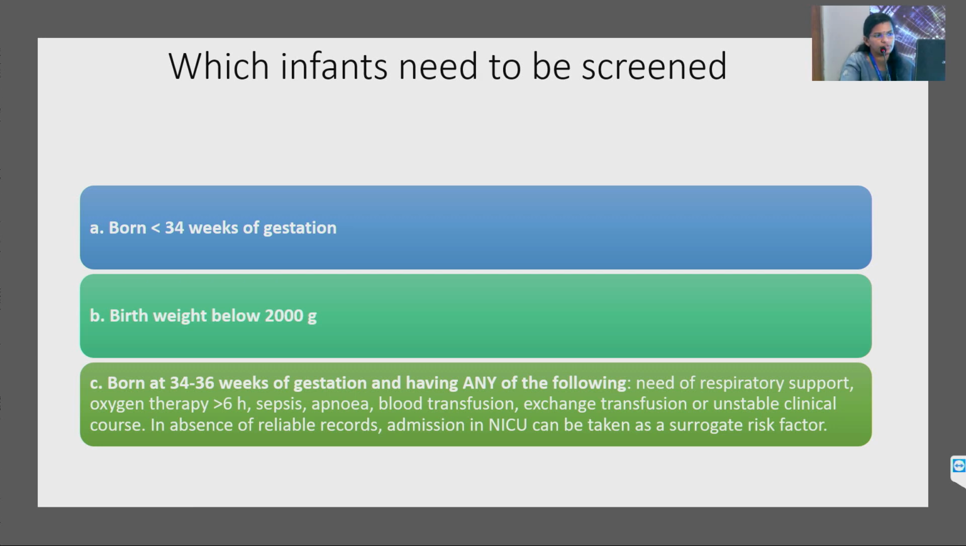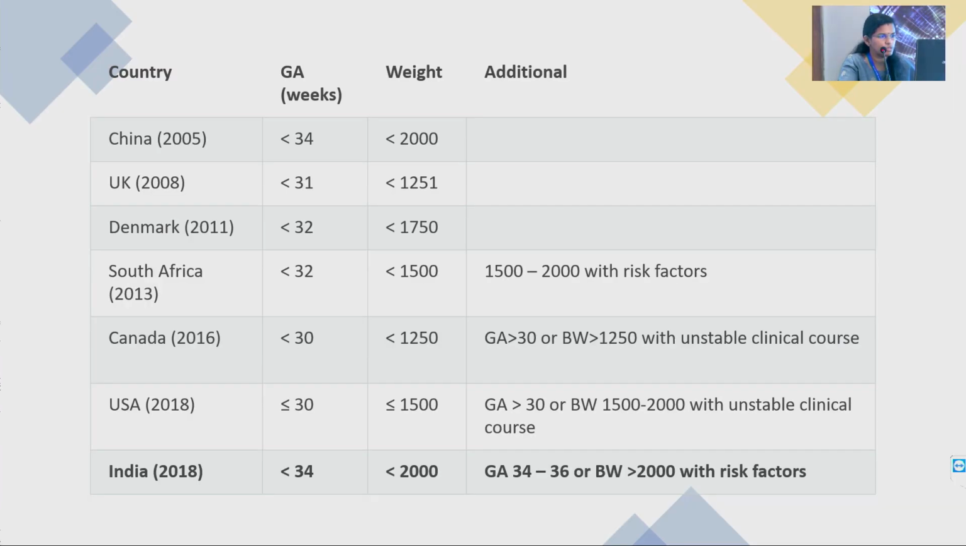Now first, which infants need to be screened? According to the Indian criteria, babies born at less than 34 weeks of gestation and birth weight below 2000 grams, and babies of 34 to 36 weeks with any of the risk factors present, need to be screened. That is need of respiratory support, oxygen therapy for more than 6 hours, sepsis, apnea, blood transfusion, exchange transfusion, or unstable clinical course. In the absence of reliable records, even a history of admission in the NICU is considered a surrogate risk factor, and that baby needs to be screened.